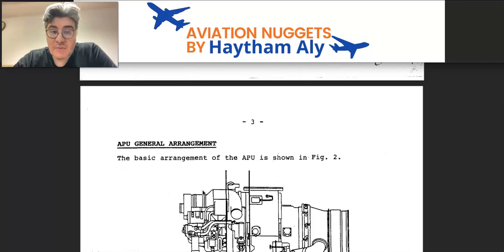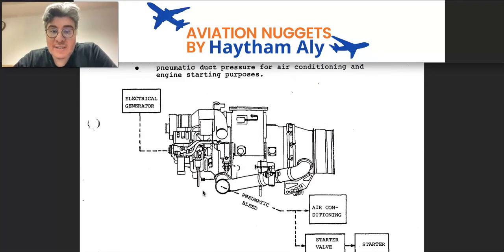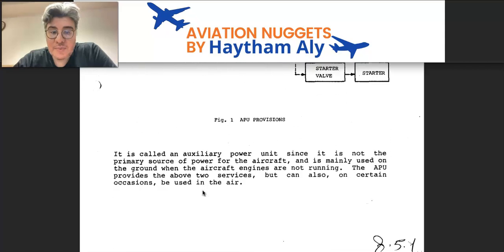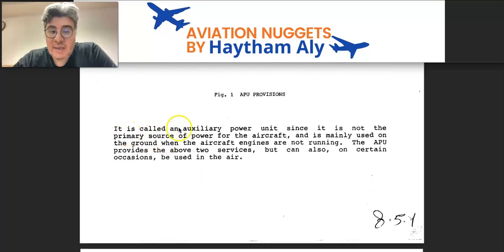As you can see here, everybody, it is called an auxiliary power unit since it is not the primary source of power for the aircraft. What is the primary source of power on the aircraft? It is the main gas turbine engines, or main engines. It is not meant for thrust, and it is mainly used on the ground.